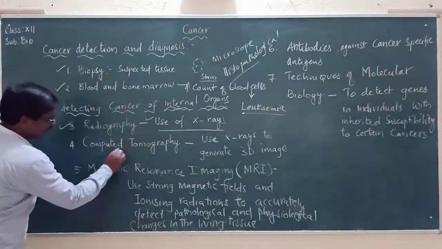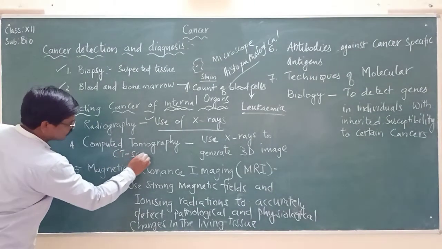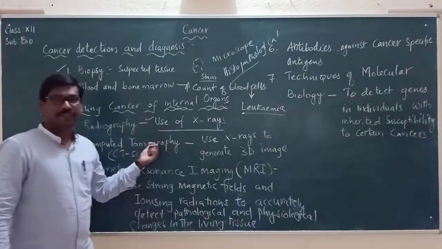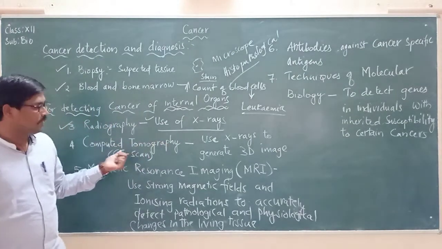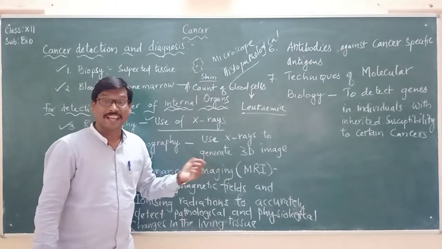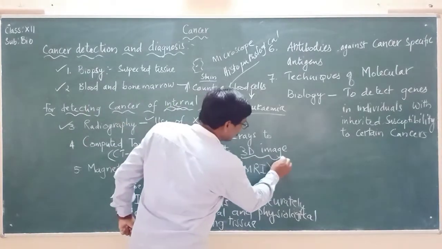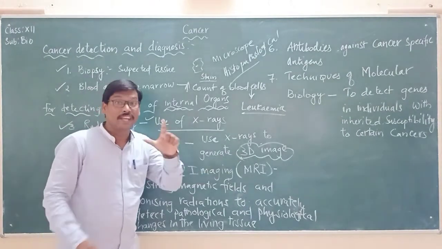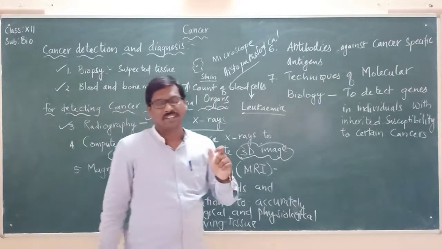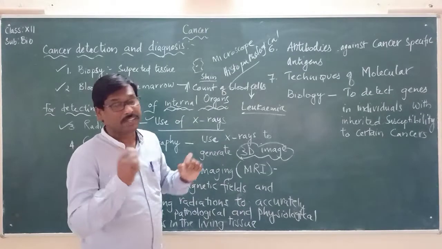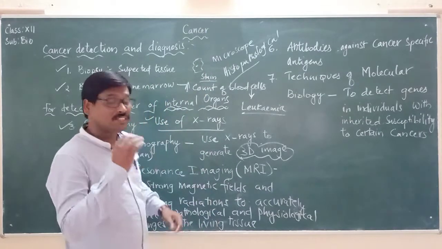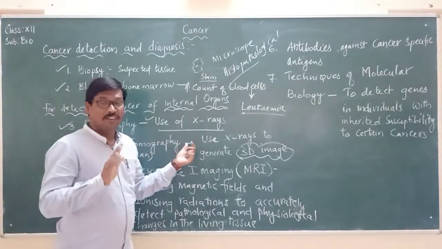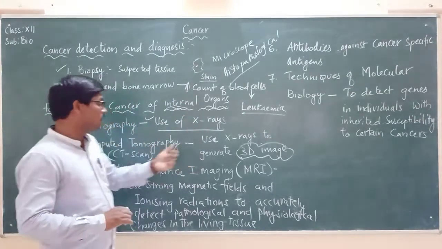In short, we call this a CT scan. This is computed tomography, which uses X-rays to generate a 3D image. In computed tomography, they take the 3D image of the particular organ which is suspected of having cancer, and they study that organ to see whether it has been affected with cancer or not.